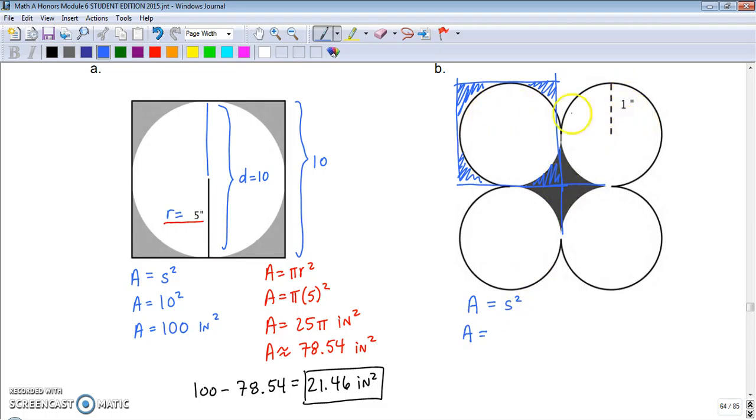And so if the radius is 1, I know the diameter of the circle, or the side of the square, is 2 inches. So the area of the square is 4 inches. Next, I want to find the area of one of these circles.